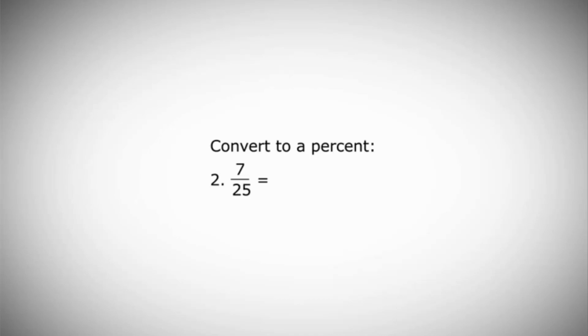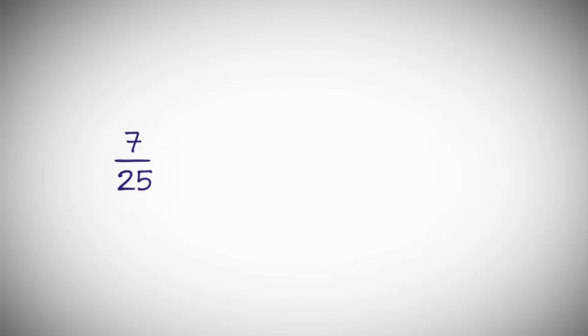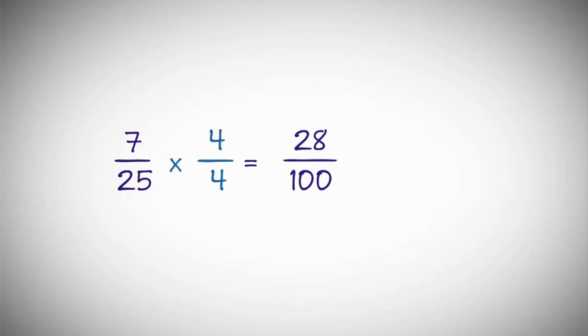Number 2 asks us to convert 7 over 25 to a percent. Now what you'll notice here is that 25 is a factor of 100. That's something you're going to want to notice on test day because it's going to give you a very efficient conversion. What do we need to multiply 25 by in order to get 100? That's going to be 4. Because we multiplied the bottom by 4, we're also going to need to multiply the top by 4, giving us 28 over 100. As soon as we have it expressed as a fraction over 100, we've got our percent. 28 over 100 is equal to 28%.